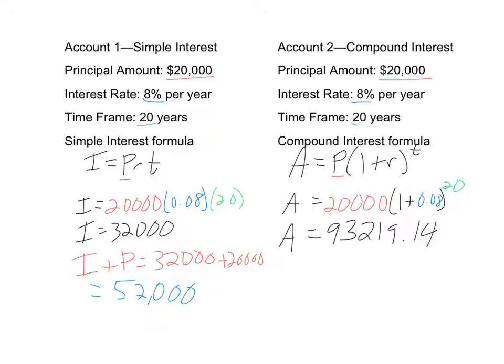So as you can see, if we do the simple interest formula, we would earn $32,000 over that 20 years. We add that to the original $20,000, so we get a total of $52,000. Compound interest, if we do that, we would end up with a total of $93,219 at the end of the 20 years. So you can see it's a lot different when you're just taking the interest of the principal every time, or if you're taking the interest of the total with interest included each year.